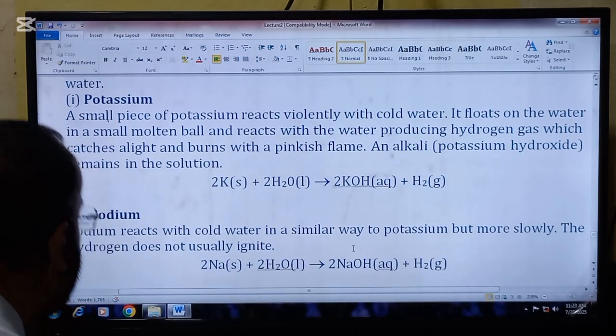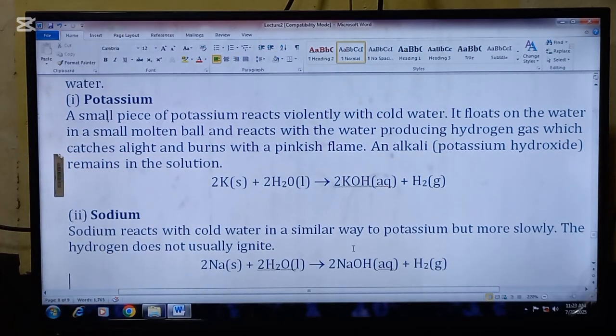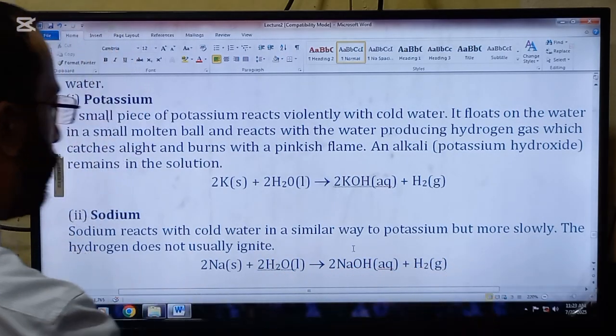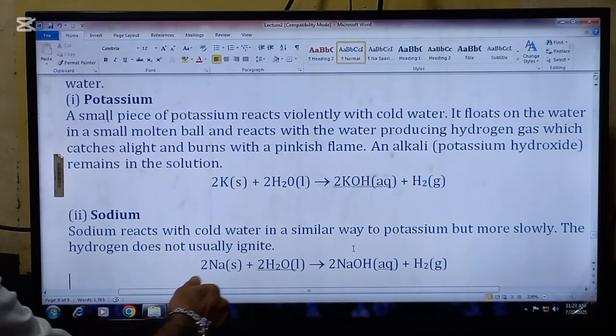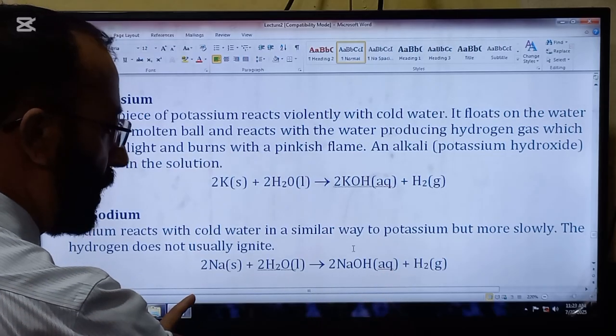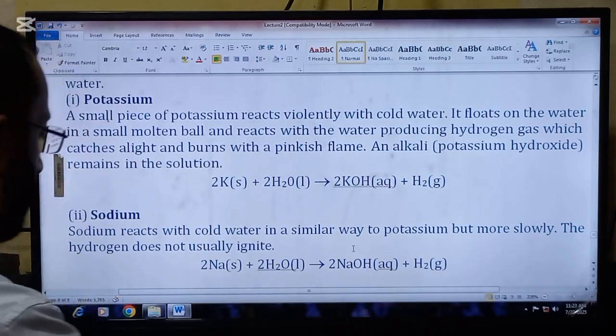The next metal that is going to be reacted with water is sodium. Sodium reacts with cold water in a similar way to potassium, but more slowly. The hydrogen does not usually ignite. So sodium reacts with water to form hydrogen, but the hydrogen does not ignite.